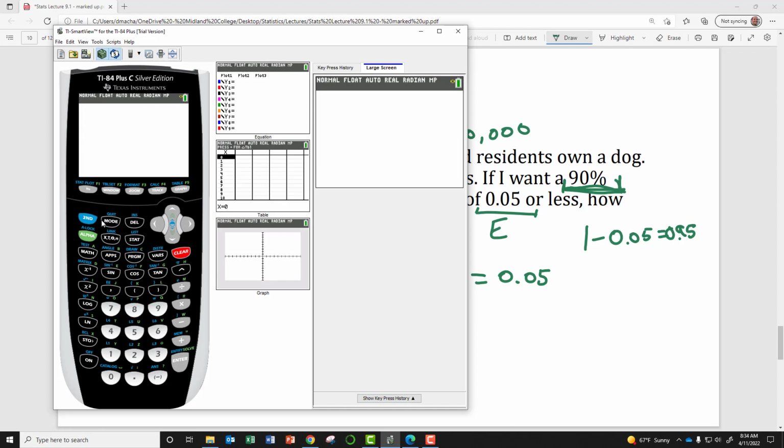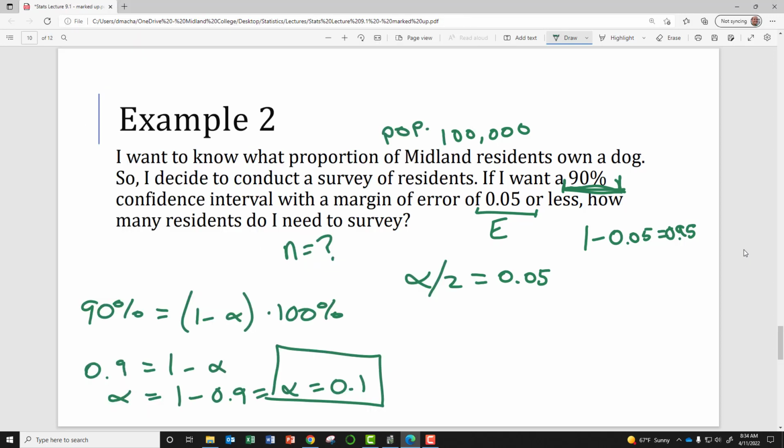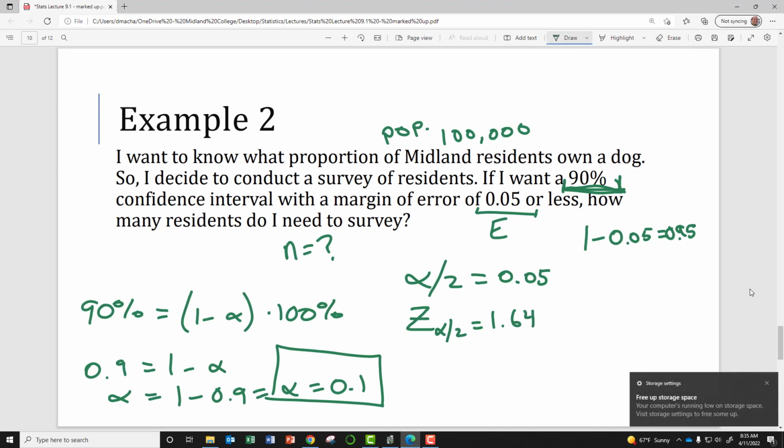And again, in my calculator here, I do second VARS, then normal inverse, or invNorm. Area is going to be 0.95. I leave mu and sigma alone, and I get 1.645. That's my z subscript alpha over 2. I should say 1.64. I'll only keep 3 significant figures most of the time. 1.64.